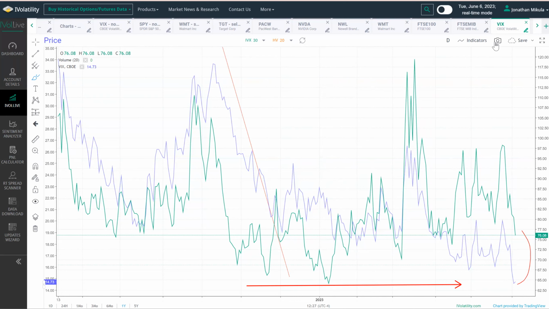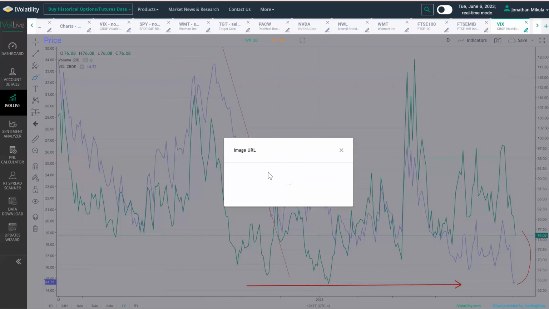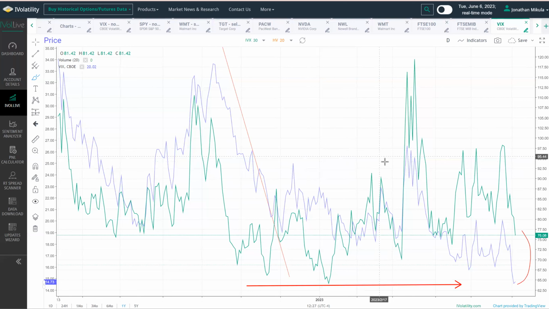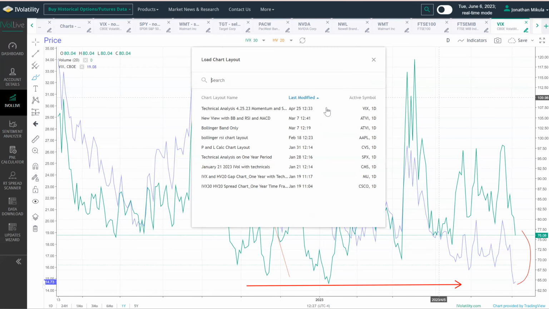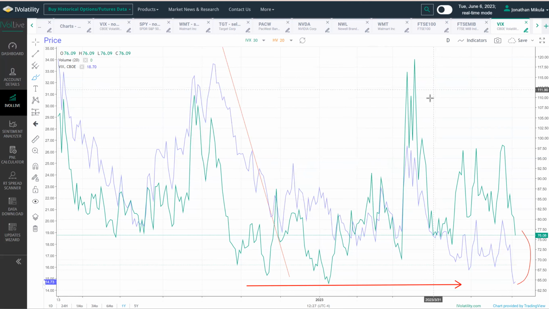The other thing you could do, once you're done with a markup, is take a snapshot. And then you could use this for your trading journal, right? Why were you interested in the VIX on this date? What was going on? You could also save this chart layout. So you could do like VIX, June 6th with trend lines. As an example, I use IVolLive all the time, so I've saved all of these different custom chart layouts. So you could get as advanced or as simple as you want from this charting view.